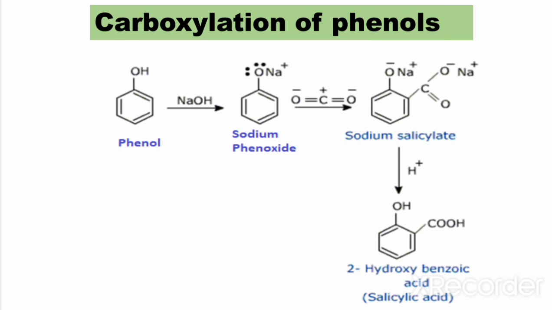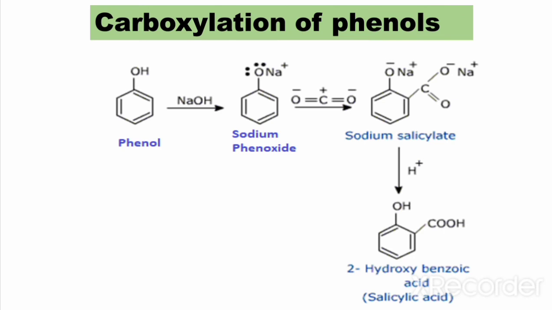So the other is the carboxylation of phenols. Carboxylation means the addition of a carboxylic group, that is COOH. And when the phenol reacts with sodium hydroxide, which acts as a base, sodium gets a positive charge and acts as an electrophile, and will break the bond between the oxygen and hydrogen on the phenol, and will replace the hydrogen, with a positive charge on sodium and a negative charge on oxygen.